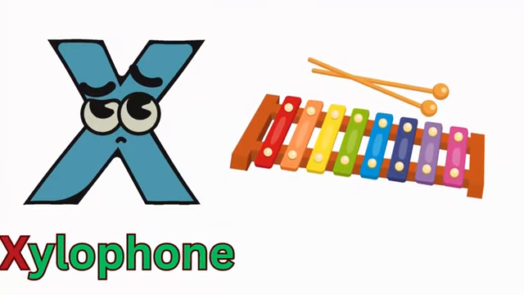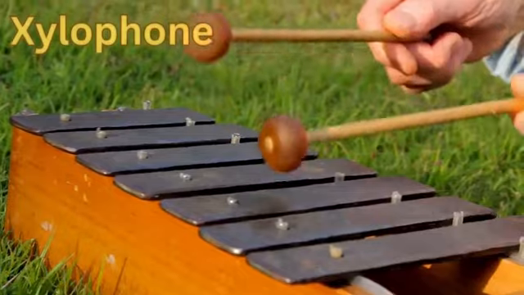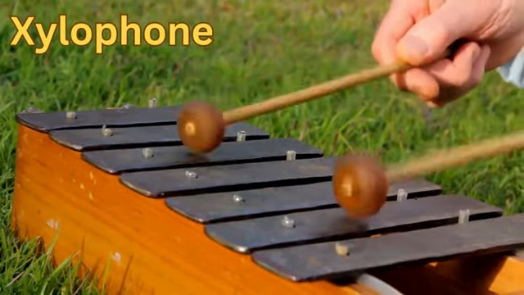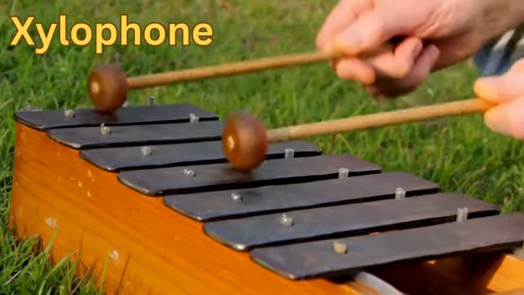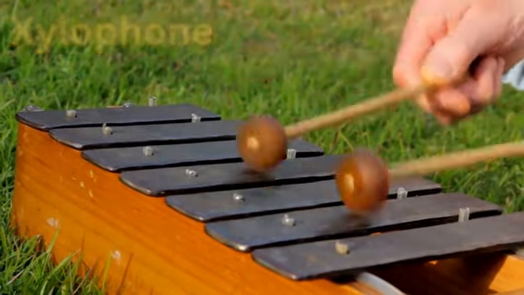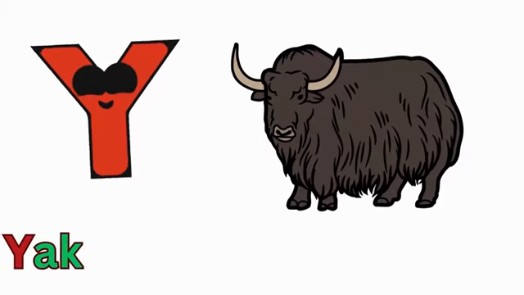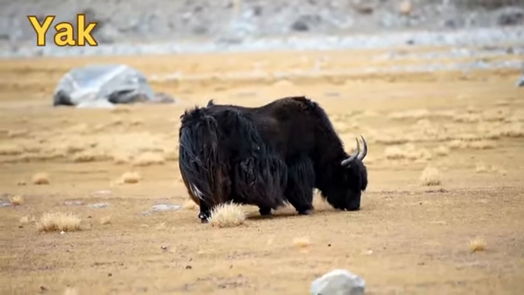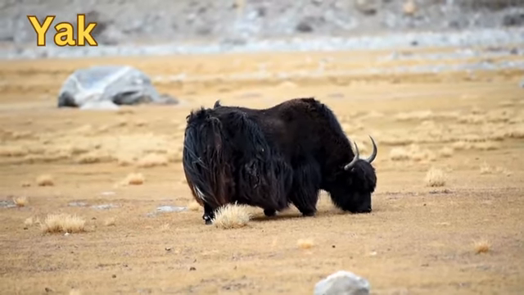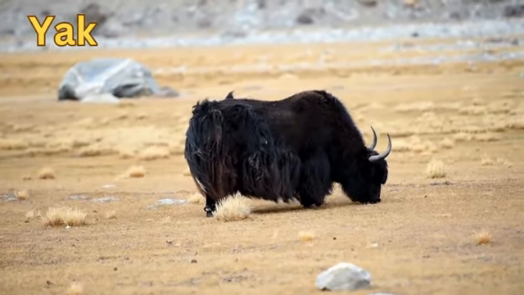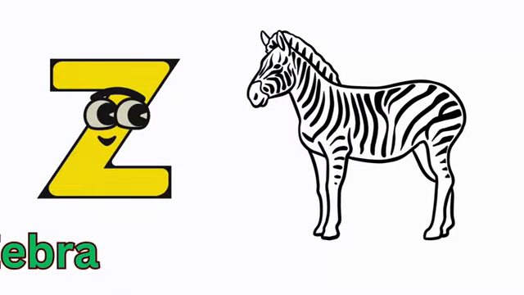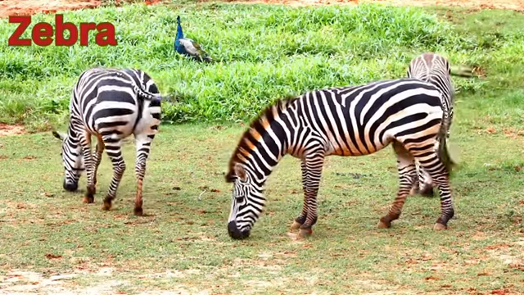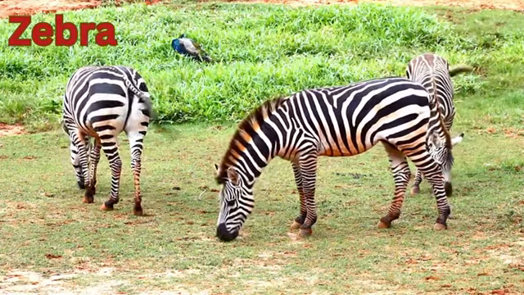X. X for xylophone. Xylophone. Y. Y for yak. Yak. Z. Z for zebra. Zebra.